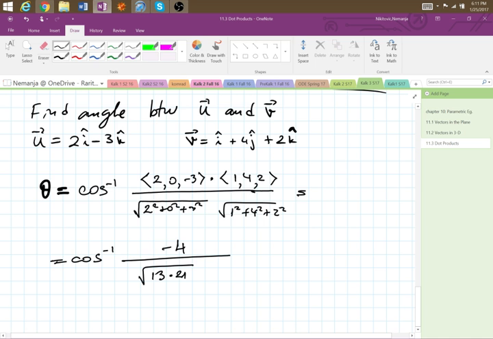Good? And what's the angle approximately?